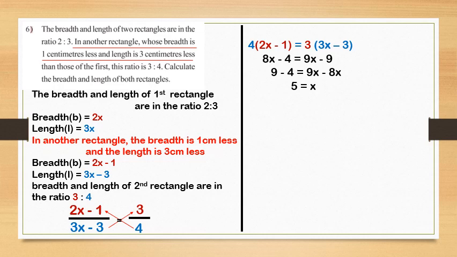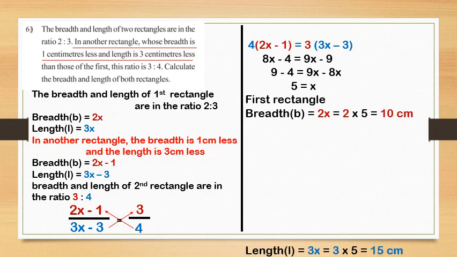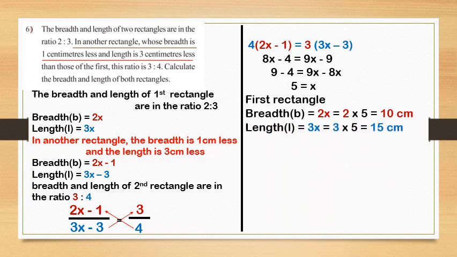Then substitute and find the breadth and length of both rectangles. We know in the first rectangle breadth equals 2x. When we substitute x equal to 5, we get 2 into 5 equal to 10 centimeters. Then length equals 3x. When we substitute x equal to 5, we get 3 into 5 equal to 15 centimeters.